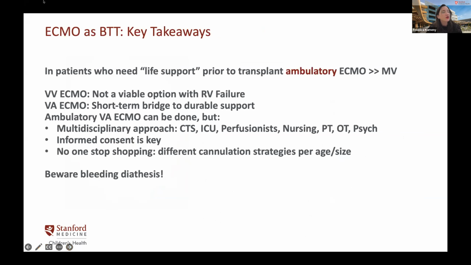And so the takeaways when we think about ECMO as a possible bridge to lung transplant: if you're thinking about quote unquote life support and the choices are ambulatory ECMO or mechanical ventilation, especially in kids who maybe can't be ambulated with a breathing tube or tracheostomy, ambulatory ECMO may actually be a better option in terms of rehabilitating them, but it requires a strong programmatic approach and a lot of interdisciplinary work. VV ECMO is a great option for patients with just lung disease, but in patients like ours and those with RV failure, it's really not going to be adequate.